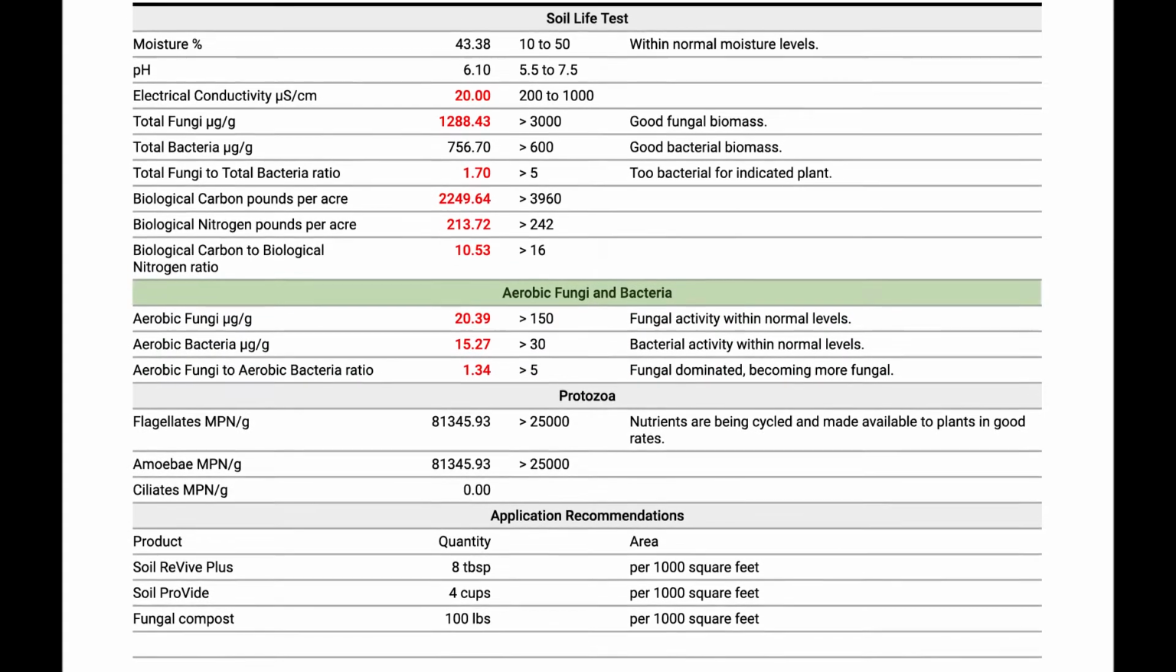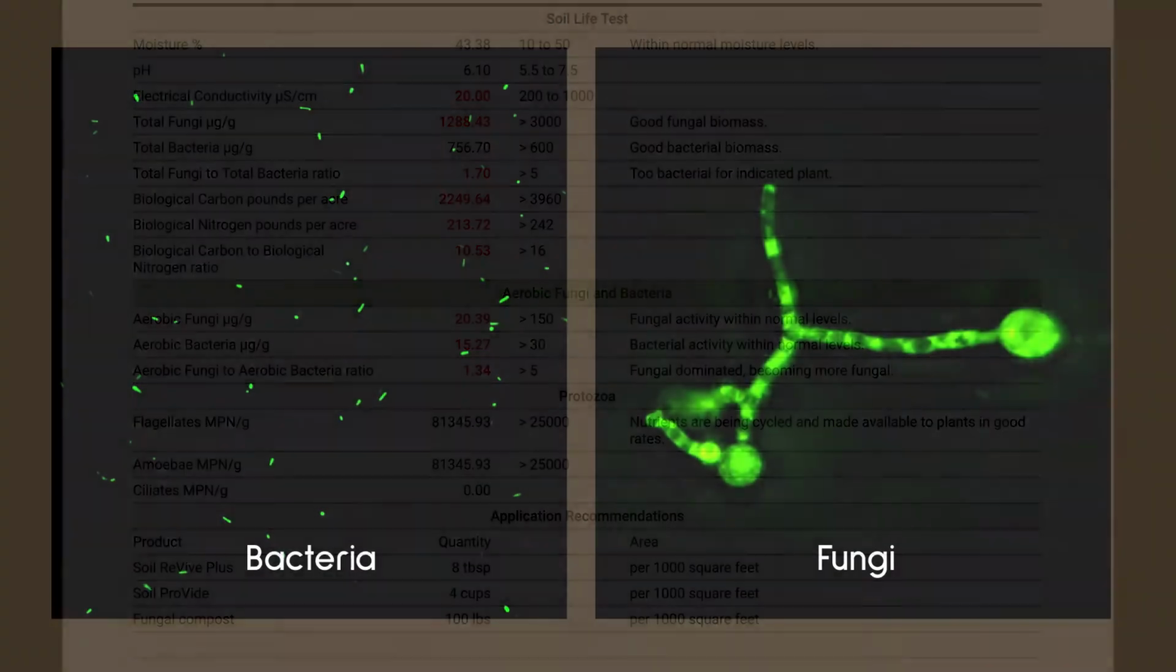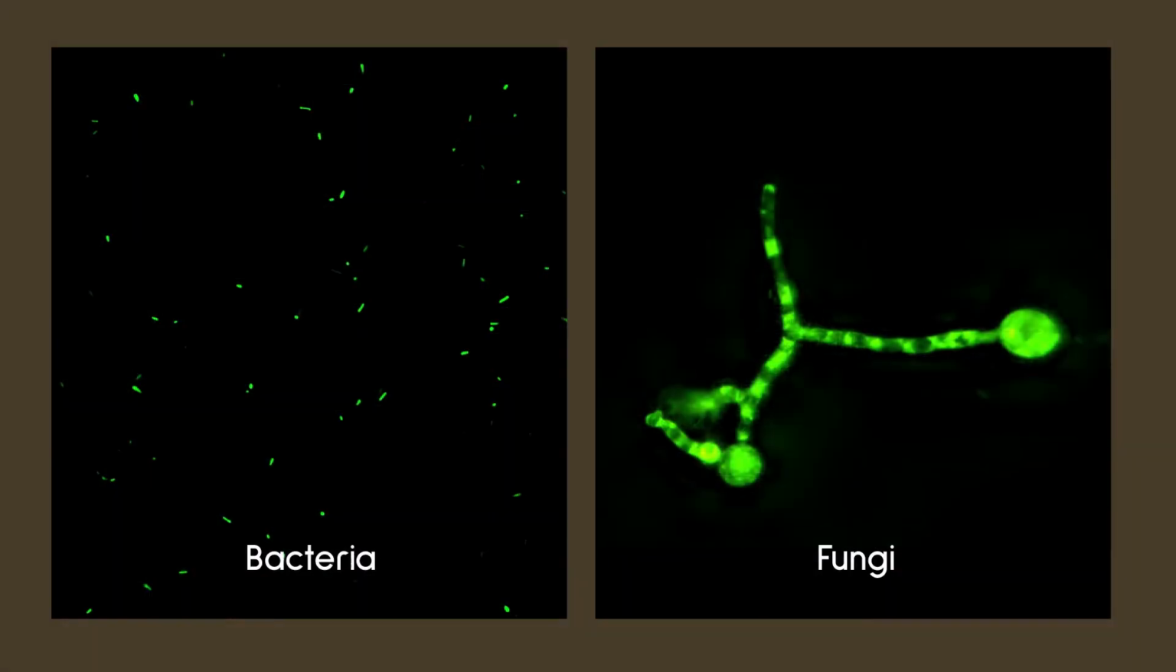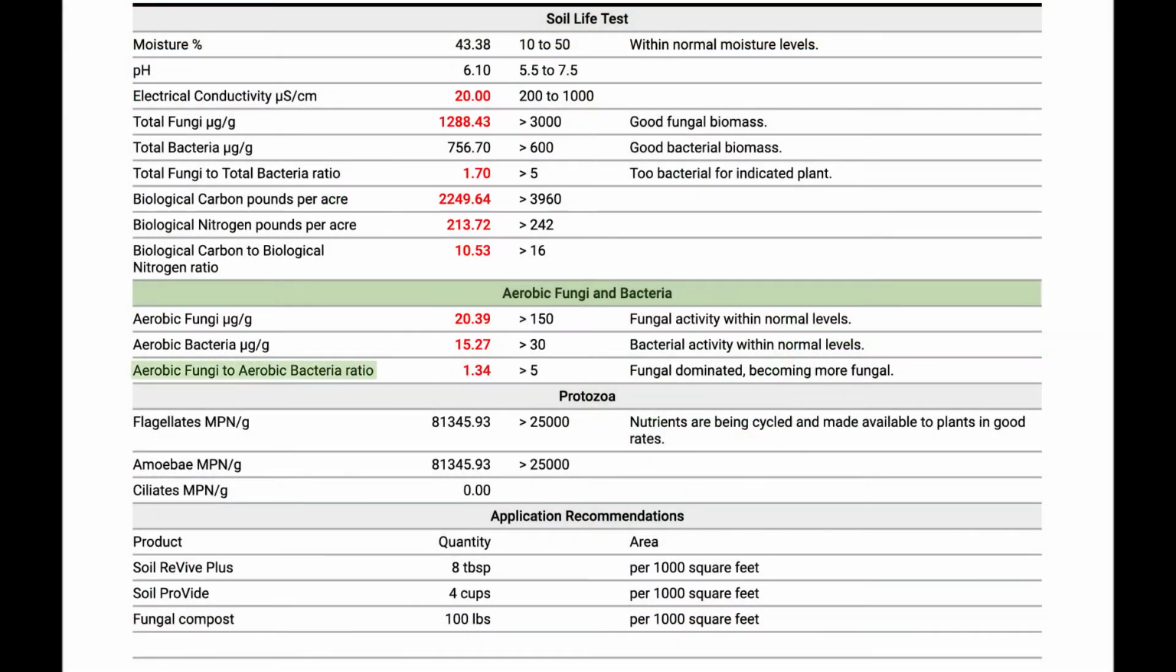The aerobic fungi and bacteria reading gives us an idea of how well your soils are utilizing and metabolizing oxygen, as well as the aerobic fungi to aerobic bacteria ratio. This aerobic measurement is useful alongside the total fungi and bacteria measurement, as it shows us how active your biology is compared to all of the biology that exists in your soil, dead, dormant, or otherwise.